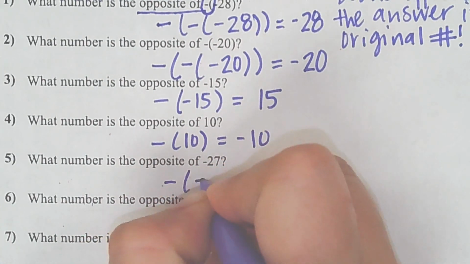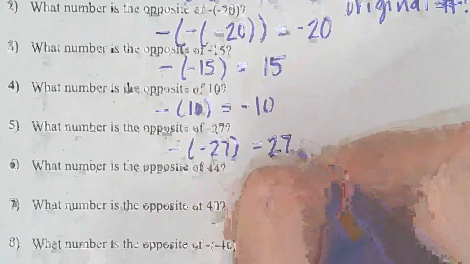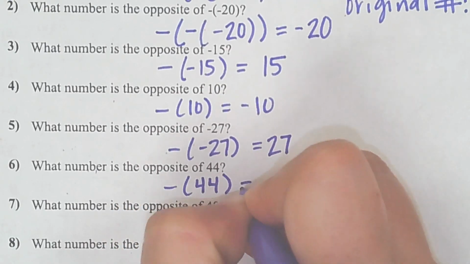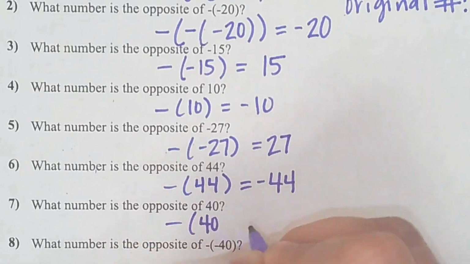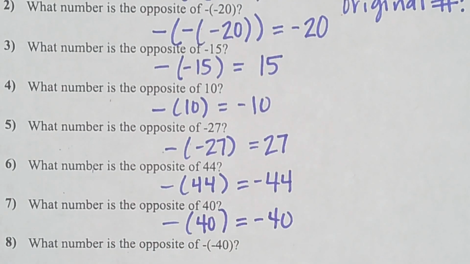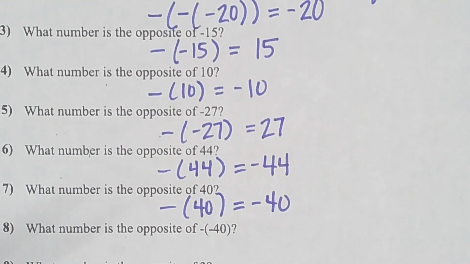The opposite of negative 27. The opposite of 44. The opposite of 40. I'm going to wait a second. Give me a thumbs up once you've corrected your work. And you're good to go. On to the next few.